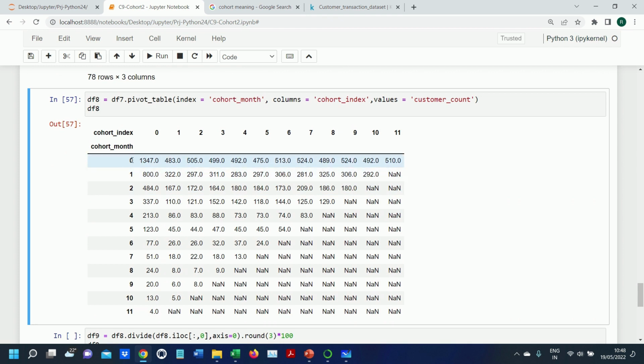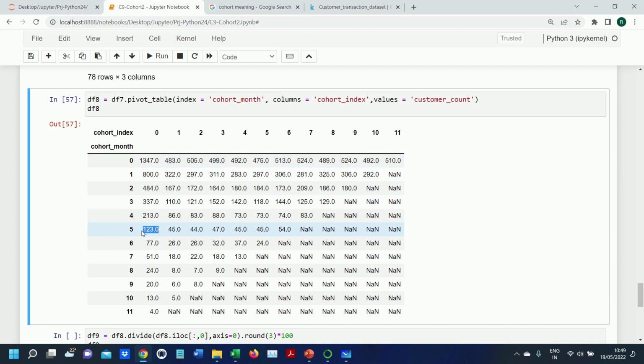1347 customers have joined in month 0, and out of these 1347, only 483 have purchased in the subsequent month, and only 505 purchased in month 2, in month 3 499, like this, and in month 10 492, and month 11 510. Out of this specific group of 1347 customers.